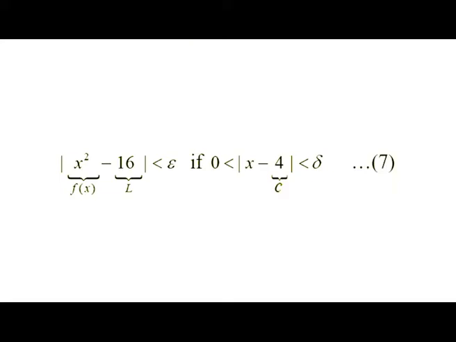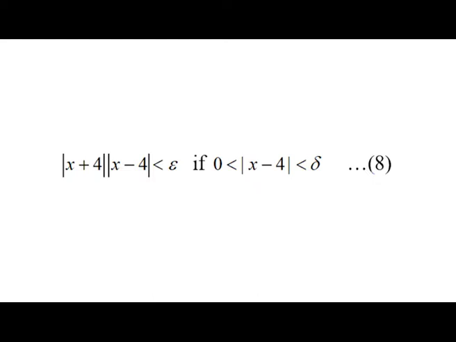Because |x − 4| occurs on the right side of this if statement, it will be helpful to factor the left side to introduce a factor of |x − 4|. This yields the following alternative form of equation 7: |x + 4| · |x − 4| < ε if 0 < |x − 4| < δ. We wish to bound the factor |x + 4|.